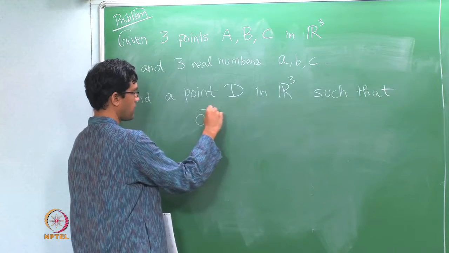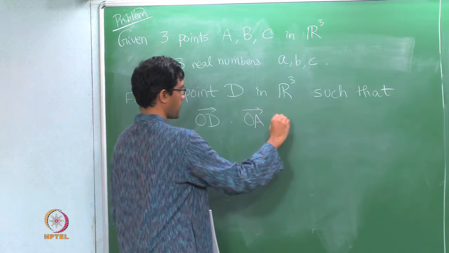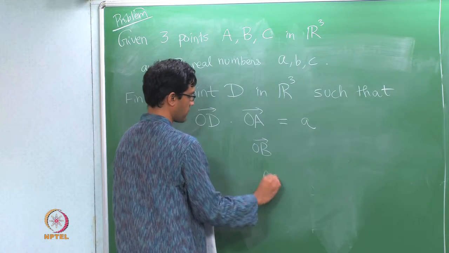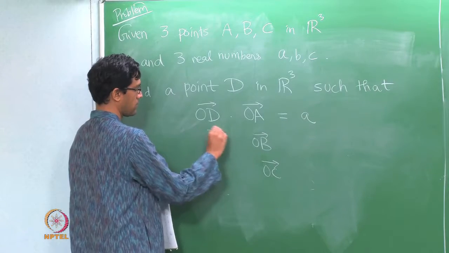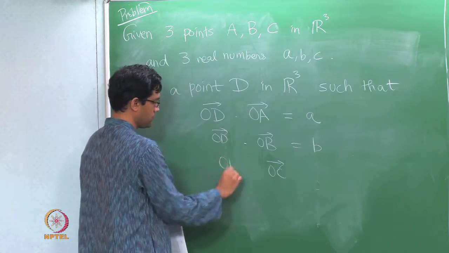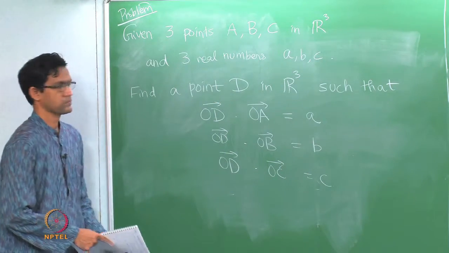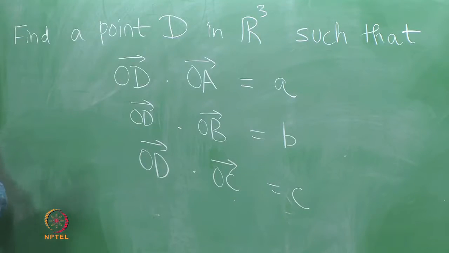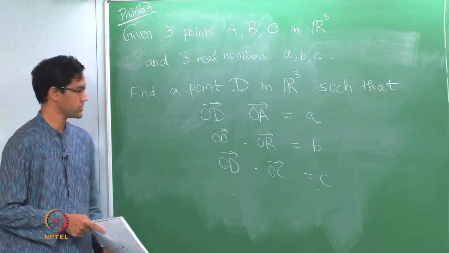The position vector of D has prescribed dot products with these 3 other position vectors. So I have 3 position vectors OA, OB and OC. I want OD to have dot product A with OA, dot product B with OB and dot product C with OC. Okay, so again it is sort of like the polynomial condition. I have three given vectors and I want the dot product to be certain values at those 3 points.